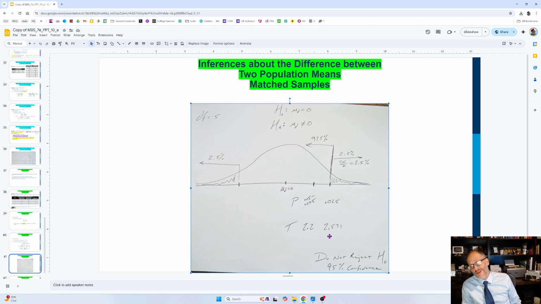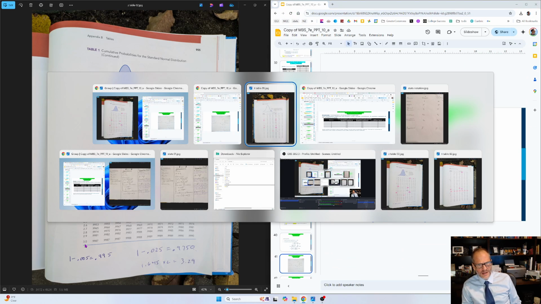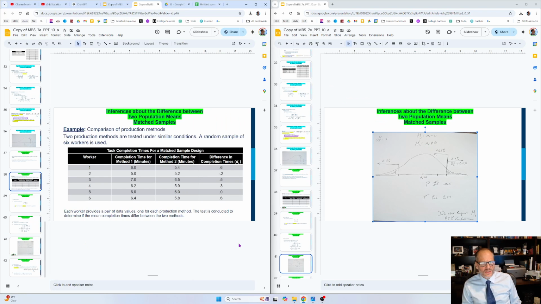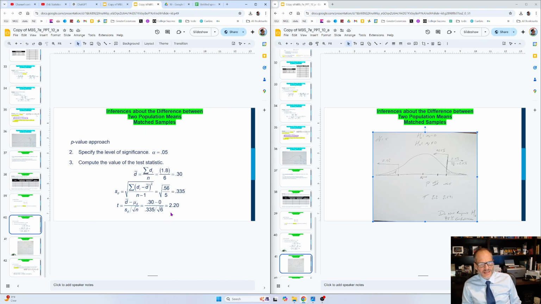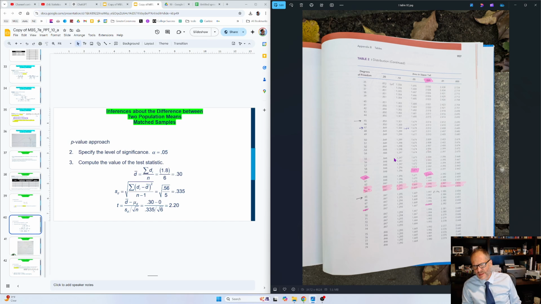This is like our critical value right here, and this is our test statistic right here. We got 2.2 as our test statistic. Let me go find that other slide. That other slide is that one. There it is. So our test statistic is 2.2, and that's right there. At 2.2 and 5 degrees of freedom, let's bring that one up. It broke it apart. 5 degrees of freedom, there we go.